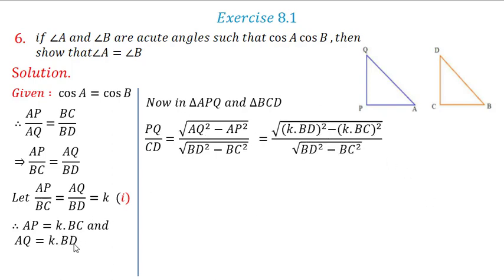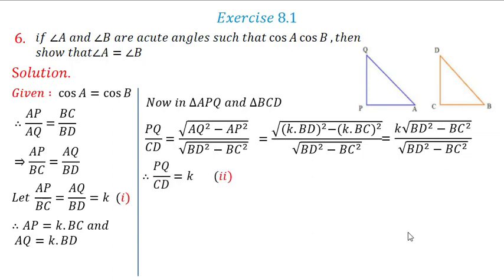So AQ is K into BD, so K into BD the whole square minus K into BC the whole square, whole divided by, here it is BD and BC, so I will not change, square root of BD square minus BC square. Now I will simplify, I will get K outside, right? First you will get K square inside the square root, then when you take it out you will have K outside, and inside square root I have BD square minus BC square divided by BD square minus BC square. Now they are same terms, so I cancel, and finally I will get PQ upon CD is equals to K.